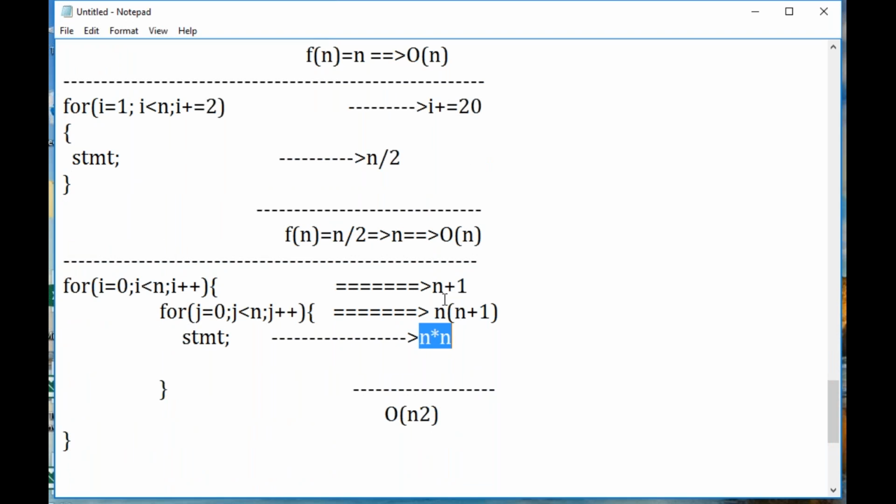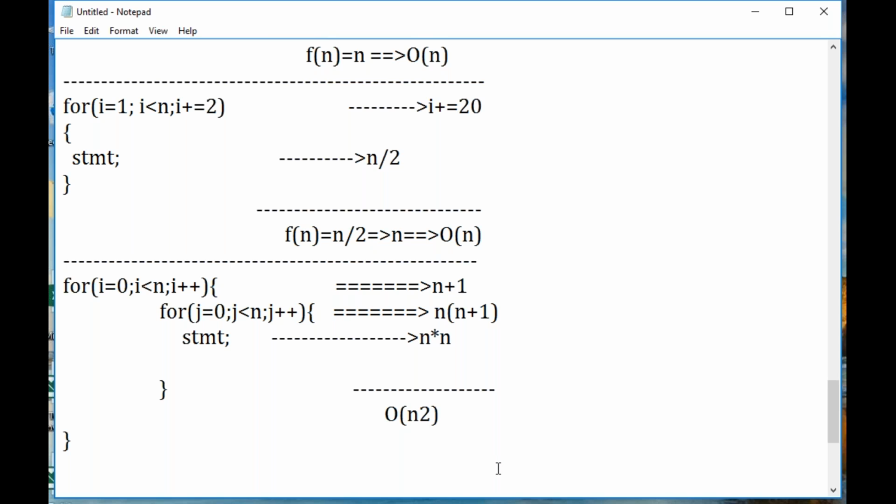So for calculating degree, we know what the order of it is. I'm calculating: the I loop executes n plus 1 time and the J loop executes n into n plus 1 time. Normally this loop runs n plus 1 times. So n into n plus 1. And looking at the statement, how many times is it executed? It will be executed n into n times. So your order will be n square.